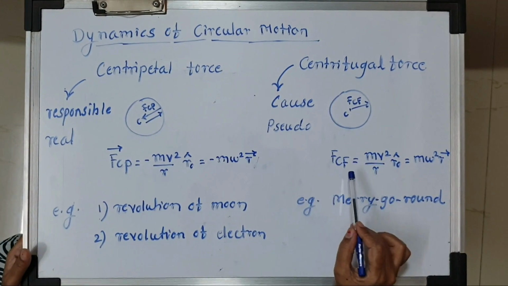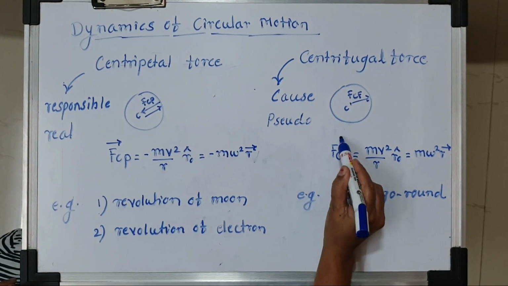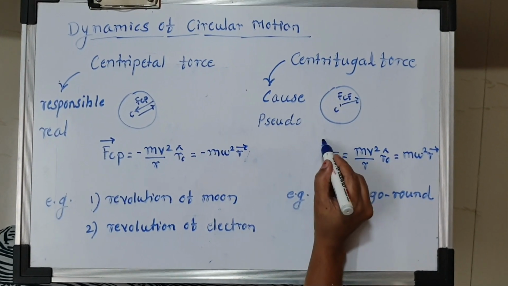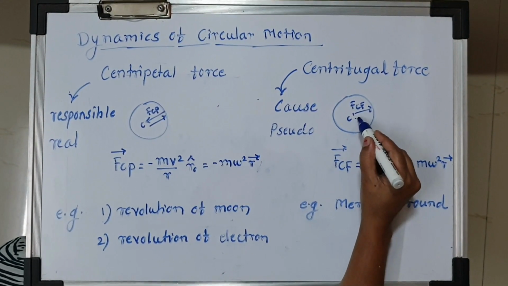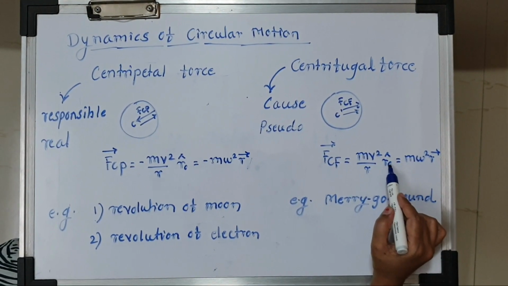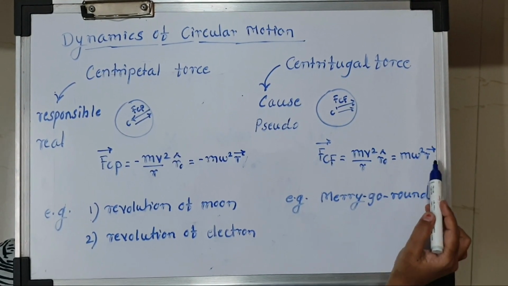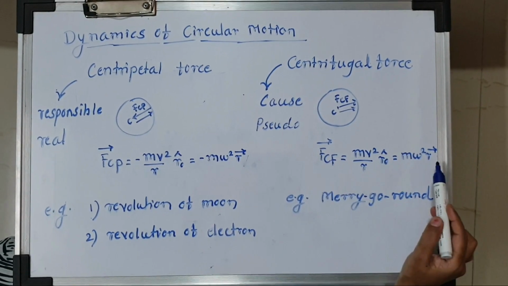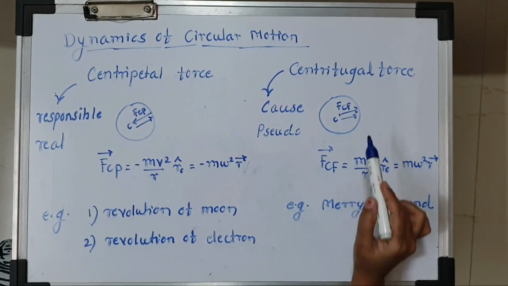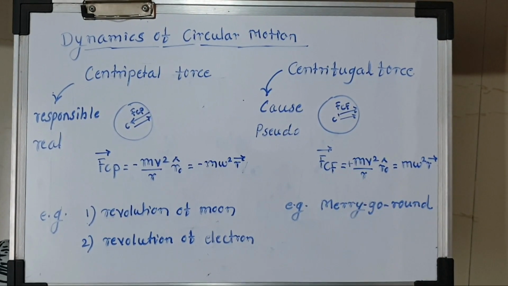Now the formula for centrifugal force in vector form is given by, in this equation, m v square upon r into r0 cap equals m omega square r bar. See, you are seeing the diagram. Both the centrifugal force and radius vector are directed in the same direction. That's why there is no negative sign, or we can put here a positive sign, isn't it?